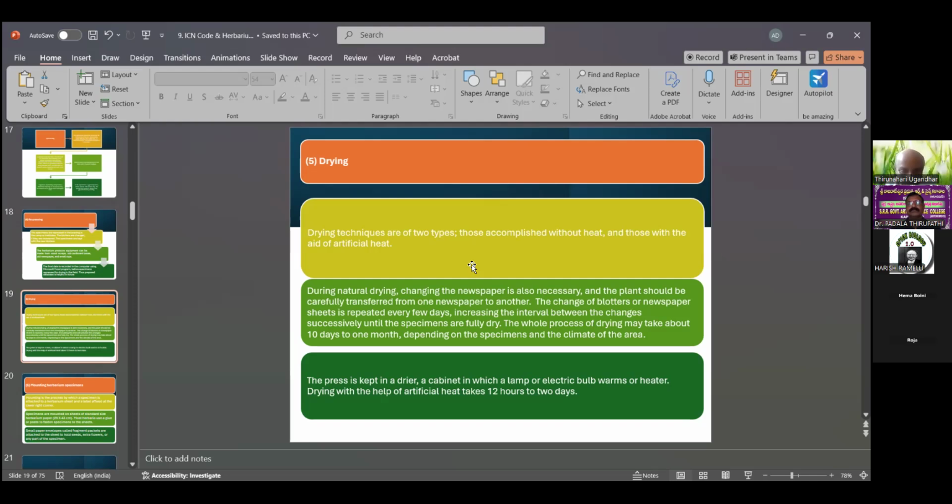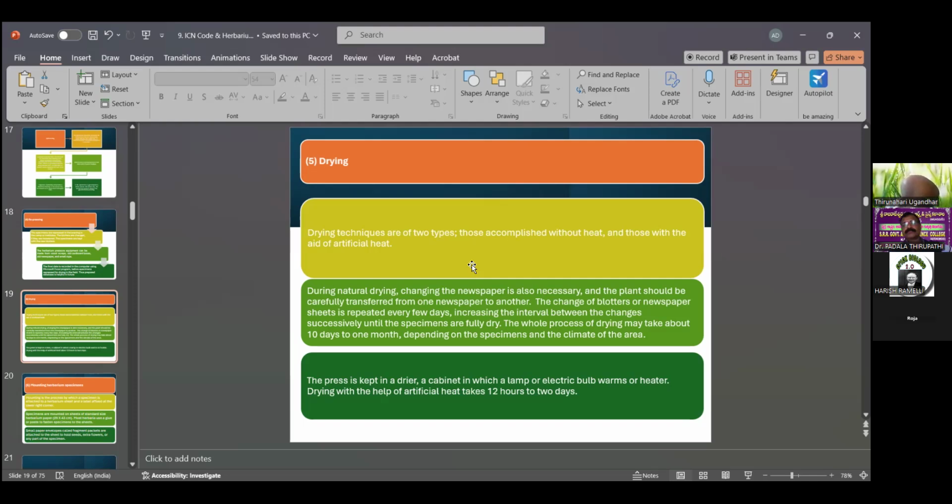So the press is kept in the dryer cabinet, which has a lamp or an electrical bulb, which is also an artificial drying process. For the drying process we must use two types. The first one is also called accelerated drying, or electrical drying. Electrical drying is where you put the press under the shade of the light, kept in the dryer cabinet with a lamp, electrical bulb, warmer or heater.